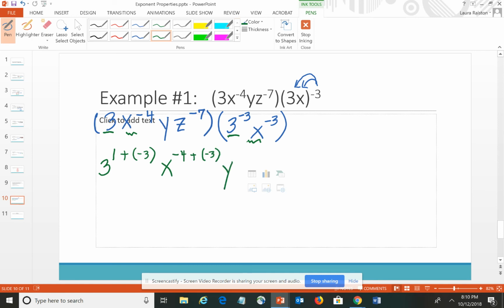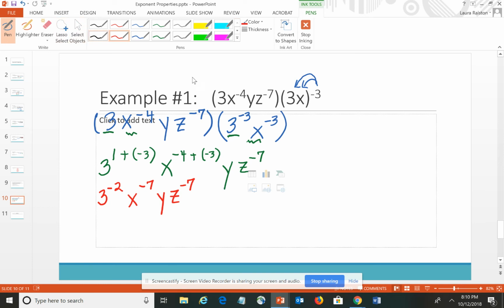The y tags along, and the z to the negative 7 also tags along. It doesn't disappear. It's still part of the problem. It just doesn't have a partner. Then we come back and let's see if we can simplify this. So we would have 3 to the negative 2, x to the negative 7, y, z to the negative 7.